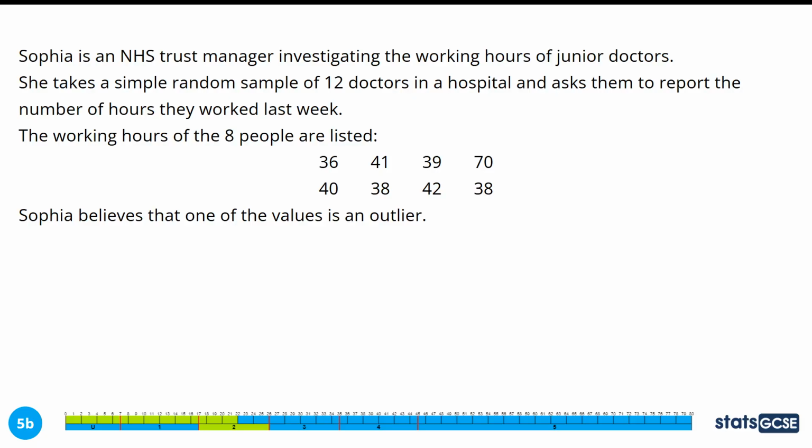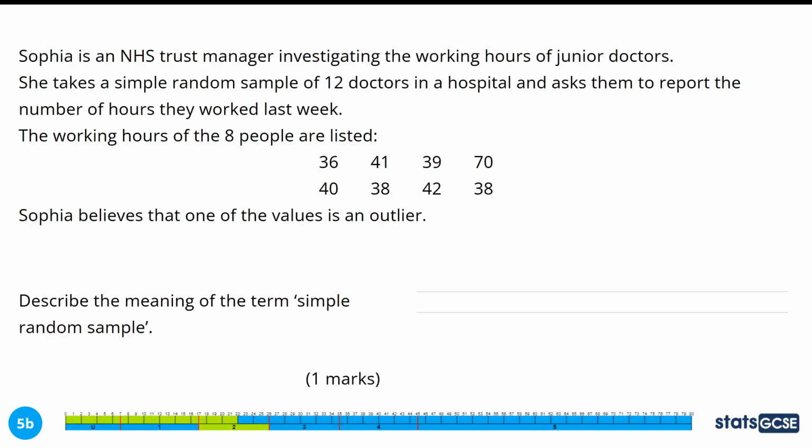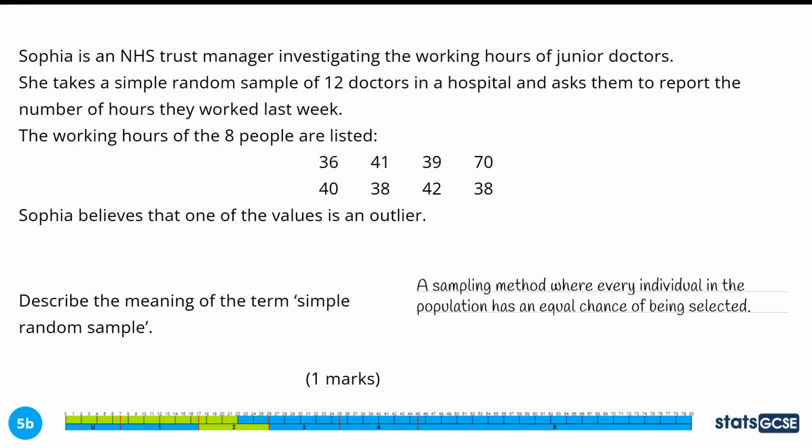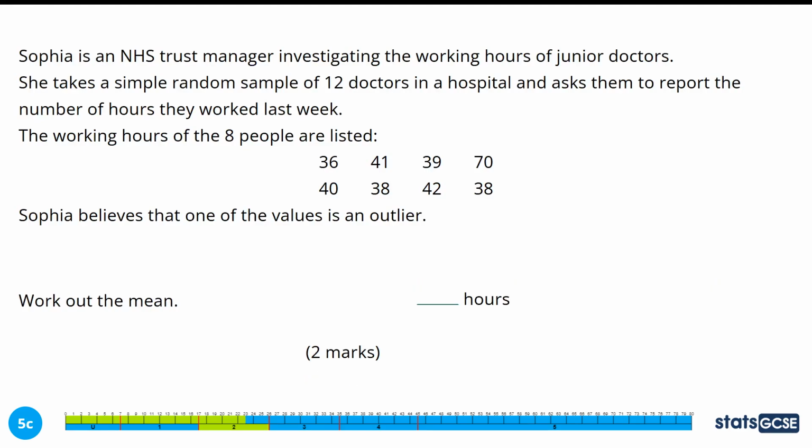The working hours of the 8 people are listed as 36, 41, 39, 70, 40, 38, 42 and 38. Sophia believes that one of the values is an outlier. Describe the meaning of the term simple random sample. A simple random sample is a sampling method where every individual in the population has an equal chance of being selected.